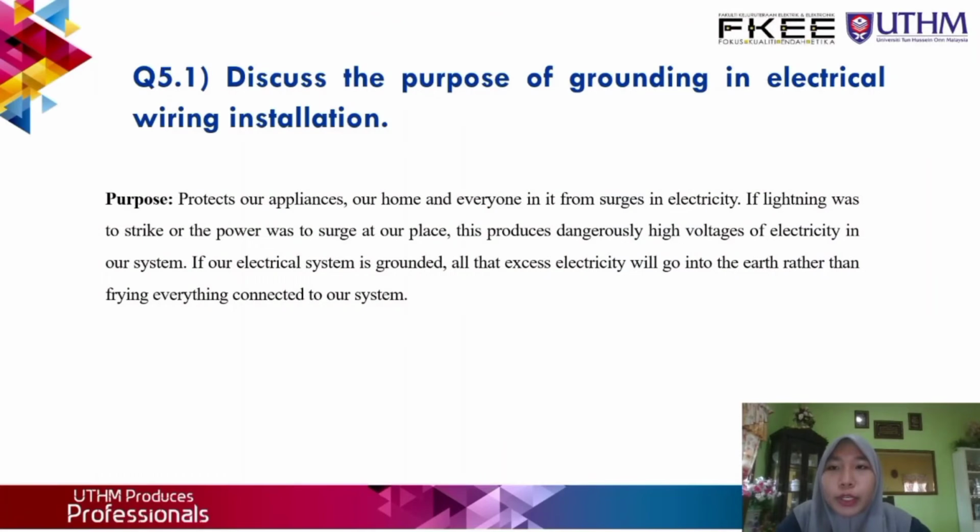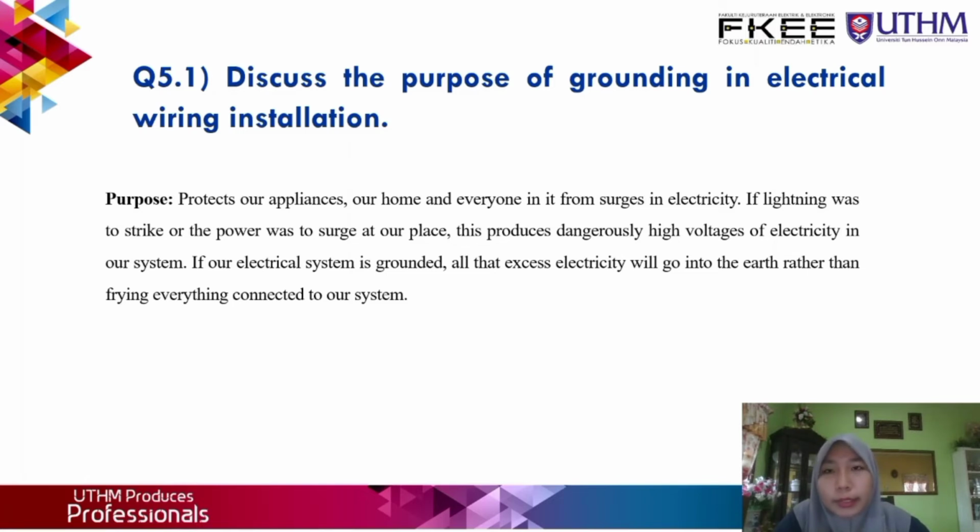Next, we continue with the questions. For the first question, we have to discuss the purpose of grounding in electrical wiring installation. The purpose is to protect our appliances, our home, and everyone in it from surges in electricity. If lightning strikes or the power surges at our place, this produces dangerously high voltage in our system. If our electrical system is grounded, all that excess electricity will go into the earth rather than frying everything connected to our system.